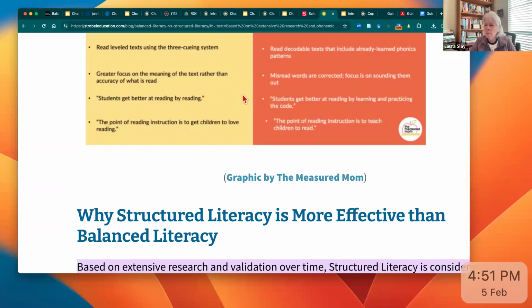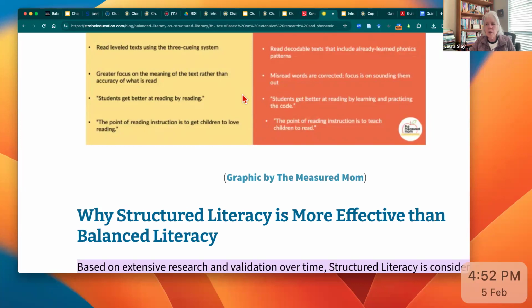Reading levels texts use the three queuing system. The three queuing system has become a bad word in today's world of explicit teaching. You might see it happening in some schools still. They use something called the miscue analysis, which is MSV. M stands for meaning, S stands for syntax, or structure of the word, and V stands for the visuals of the word. What does it look like? How are the patterns put together?